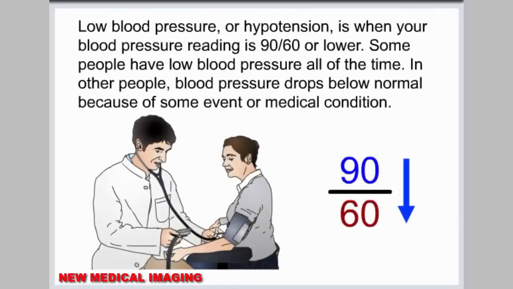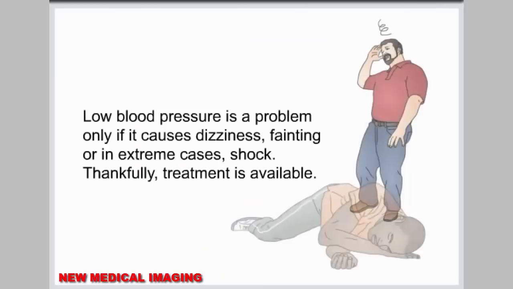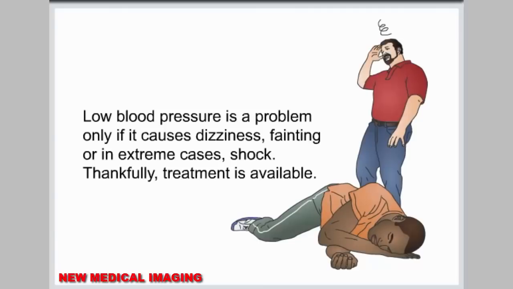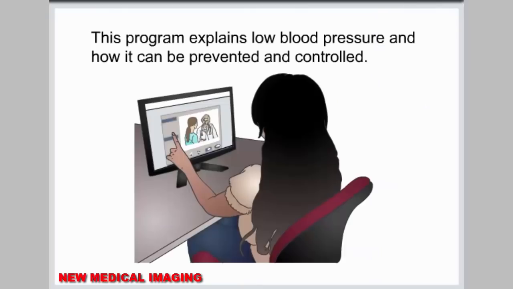Low blood pressure, or hypotension, is when your blood pressure reading is 90/60 or lower. Some people have low blood pressure all of the time. In other people, blood pressure drops below normal because of some event or medical condition. Low blood pressure is a problem only if it causes dizziness, fainting, or in extreme cases, shock. Thankfully, treatment is available. This program explains low blood pressure and how it can be prevented and controlled.